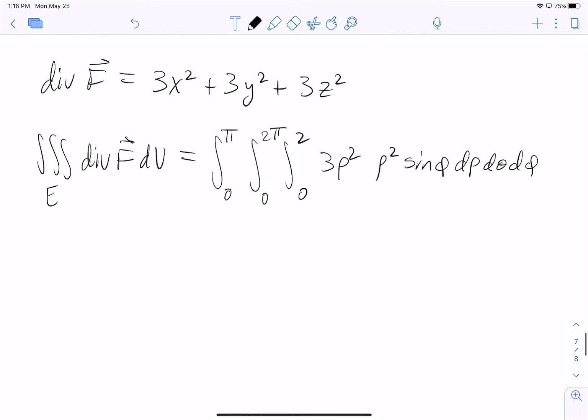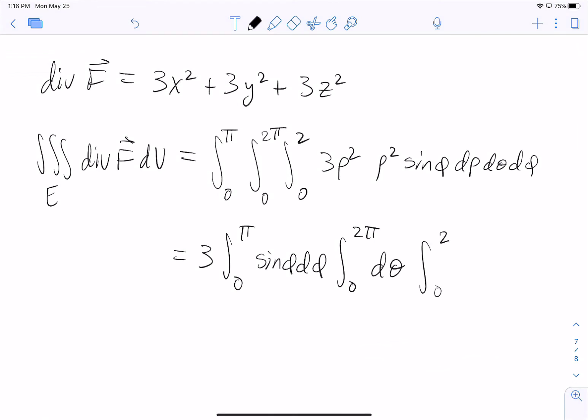We can split this up into 3 different integrals. So we have 3 times the integral from 0 to pi of the sine of phi d phi, times the integral from 0 to 2 pi of d theta, times the integral from 0 to 2 of, it looks like we have 4 factors of rho, so rho to the 4th d rho. And I had to be a little bit careful here. My phis started to look like d's. It looked like dd. So let's make sure we're careful when we're writing our symbols.